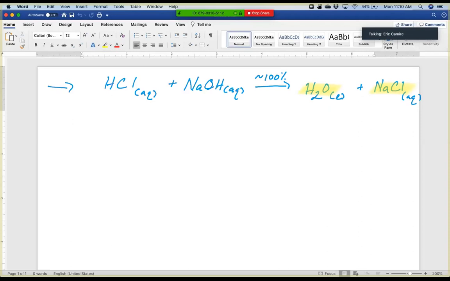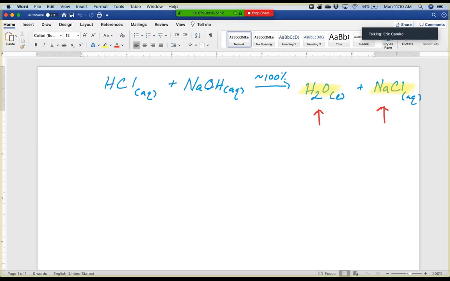But if I was going to try to predict the pH here, I have pure water. So we know pure water, the pH is going to be 7, so it's not affecting the pH. It's going to be pH 7. And then I take a look at my salt, right? This is going to rely a little bit more on the end of chapter 16 when we were talking about salts that affect pH, right?